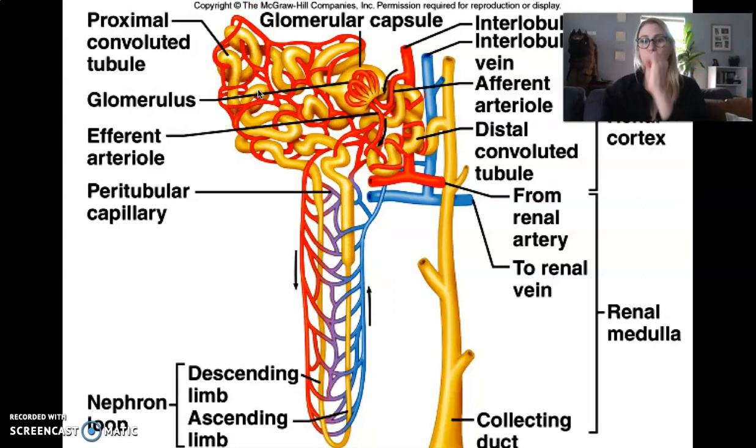So the nephron is a tube. When we're looking at this, we're going to be talking about things going into this tube and out of that tube. Anything that is left in the tube when we are finished is going to be urine. So let's dive in.